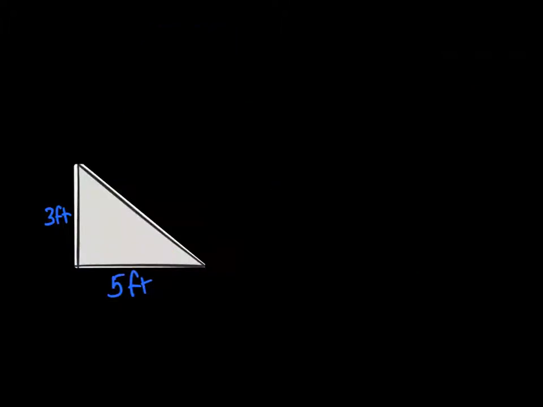If we have a triangle and we know that the length of one side is 5 feet and the length of another side is 3 feet, please find the area of the triangle and make sure that you write the area formula first.